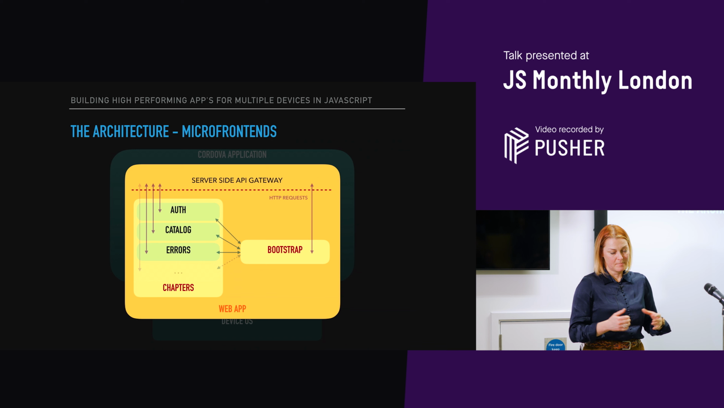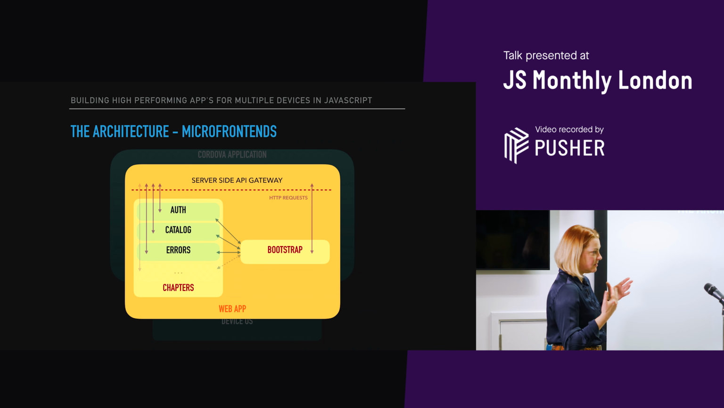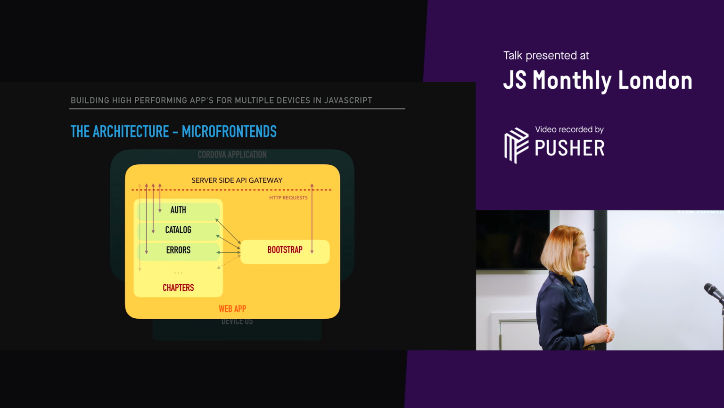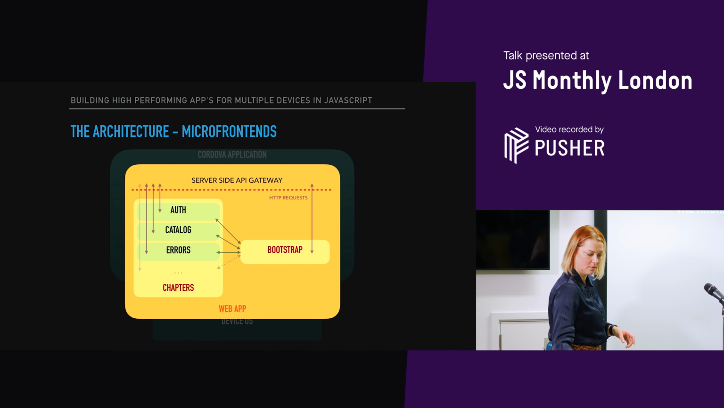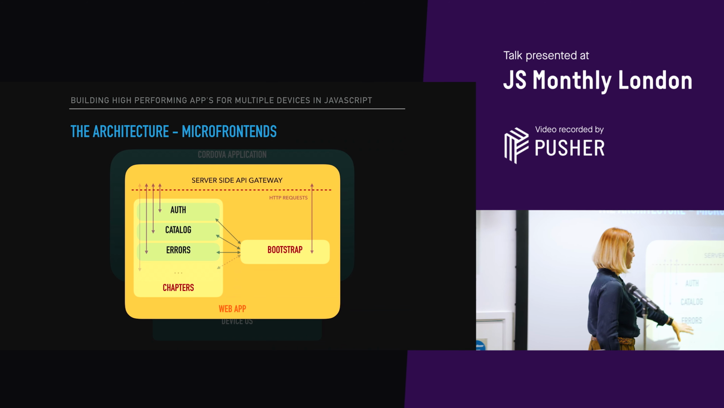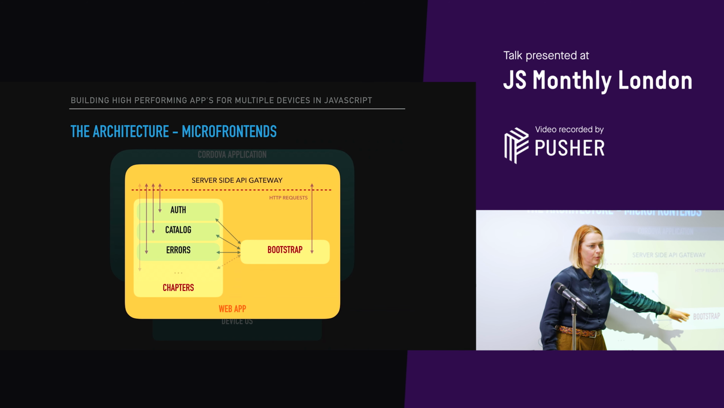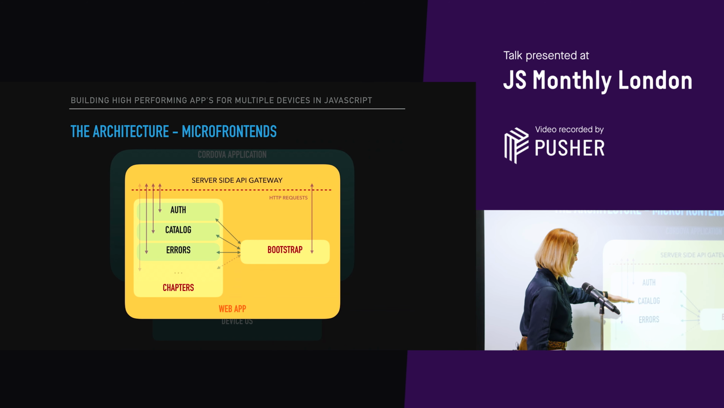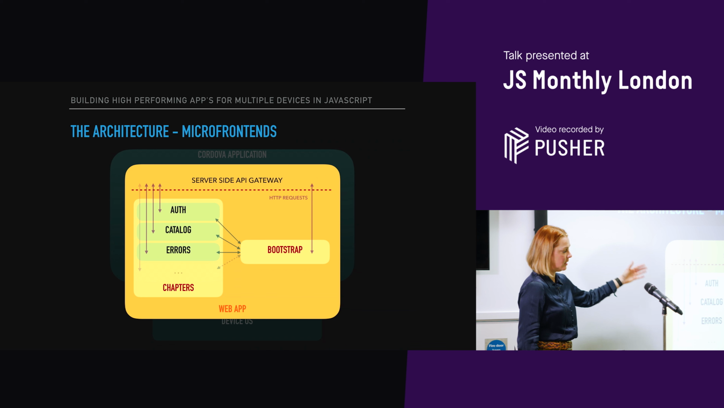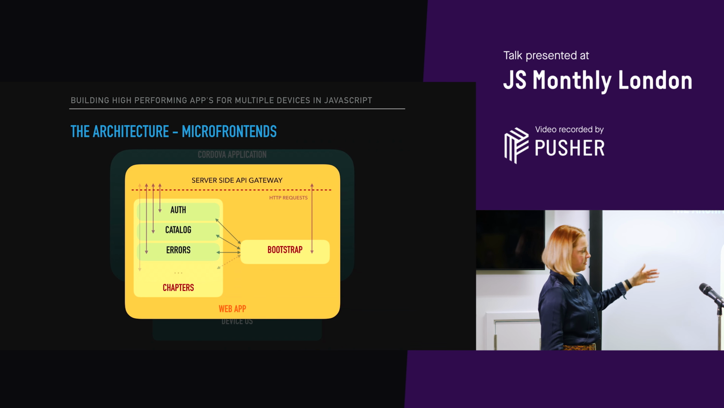I faced this for the first time since I've been working on this project for about a year, and I really like it. So we have something that is called Bootstrap, or a booting JavaScript, and then we have multiple chapters. Each of the chapters is actually a single page application.